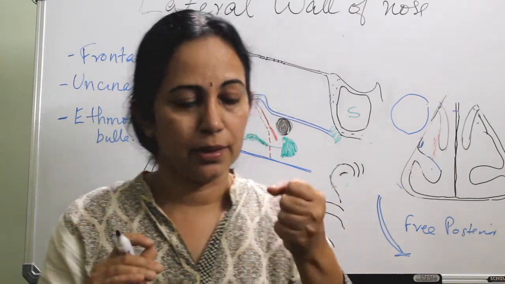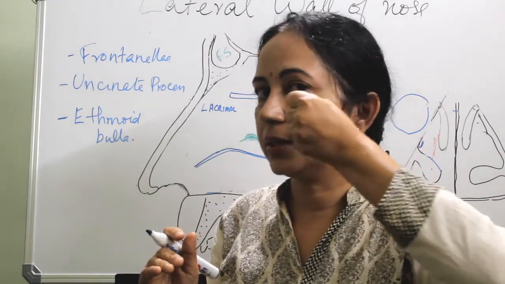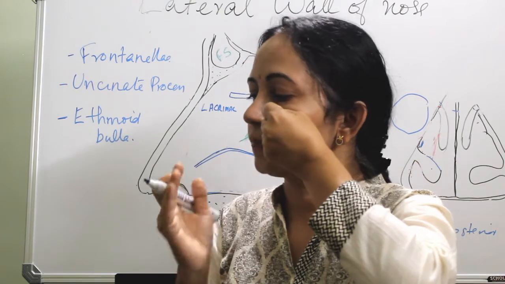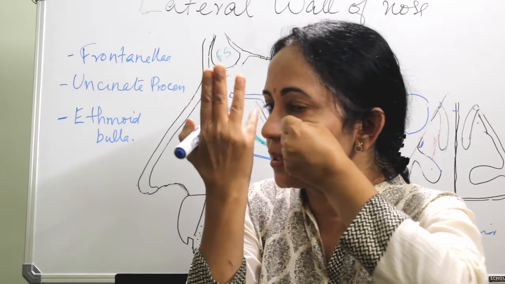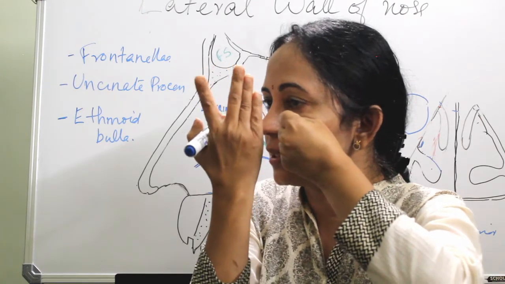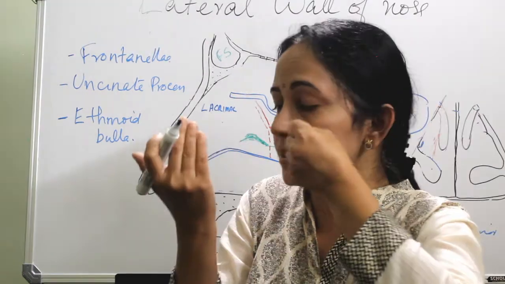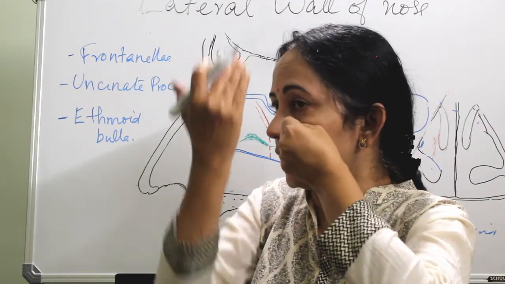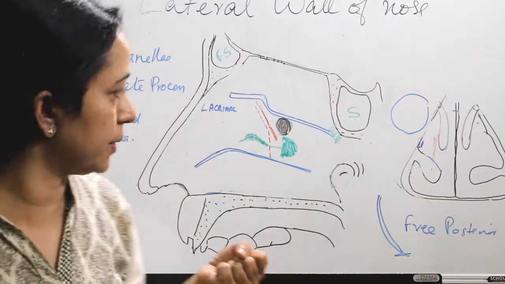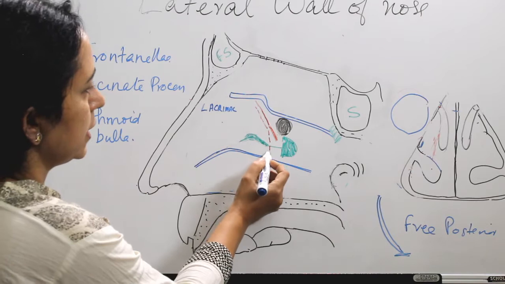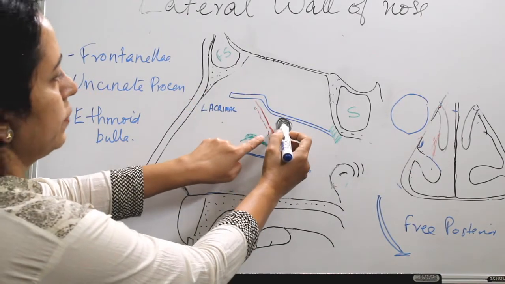You got it? Actually, I'll get the lateral view. See, from posteriorly the bulla is projecting, and anterior to that comes the uncinate process. This is the posterior free border of the uncinate. This is the anterior attachment of the uncinate to the lacrimal bone. Anterior relation of the ethmoid bulla is the posterior free border of the uncinate process. That is shown here. This interrupted margin is the uncinate process. And this is the ethmoid bulla.